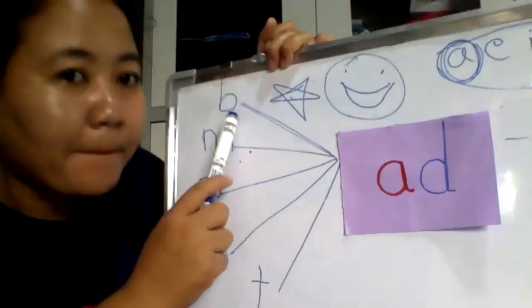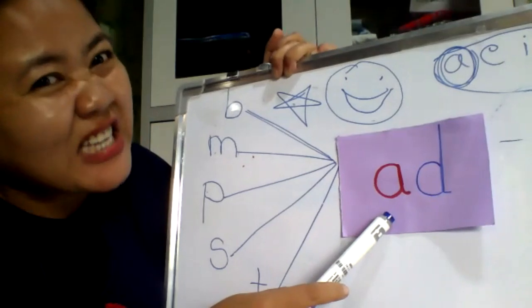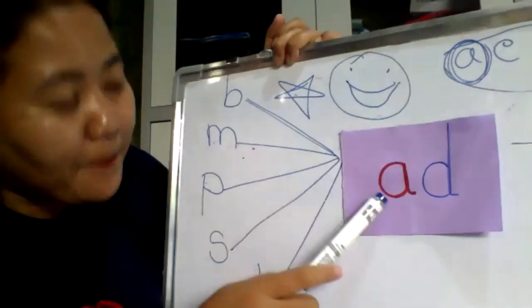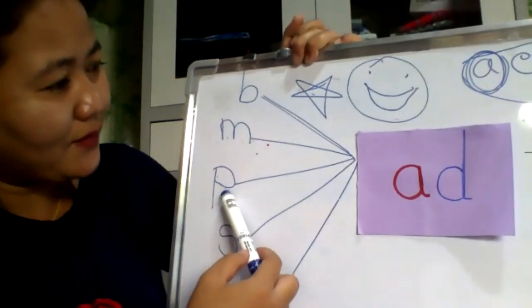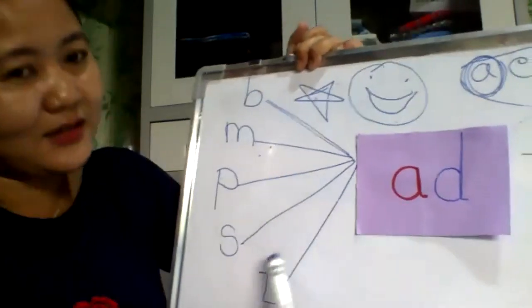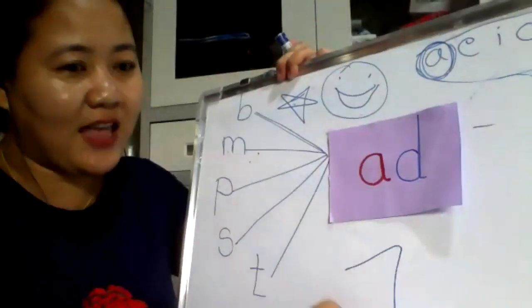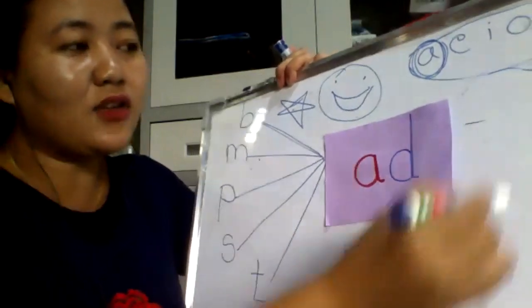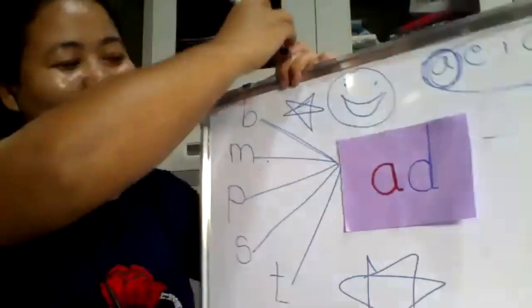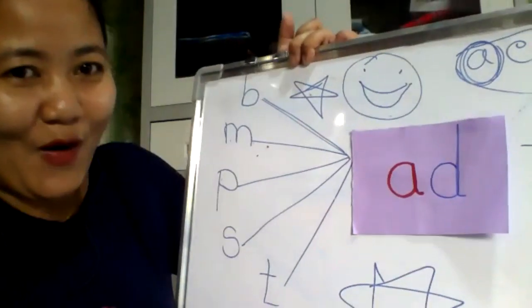Bad. Bad. Very good. Mad. Very good. Pad. Sad. Ted. Okay, this is for Sandyman Van B. And this is for Jing Ho. I forgot to give you Jing Ho. There are many stars on the whiteboard.